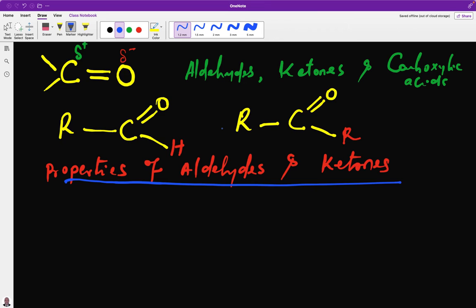So now, the polarity in the carbon-oxygen bond will influence the properties of aldehydes and ketones. And one of the properties that is easily influenced by this polarity in this bond is their solubility in water.